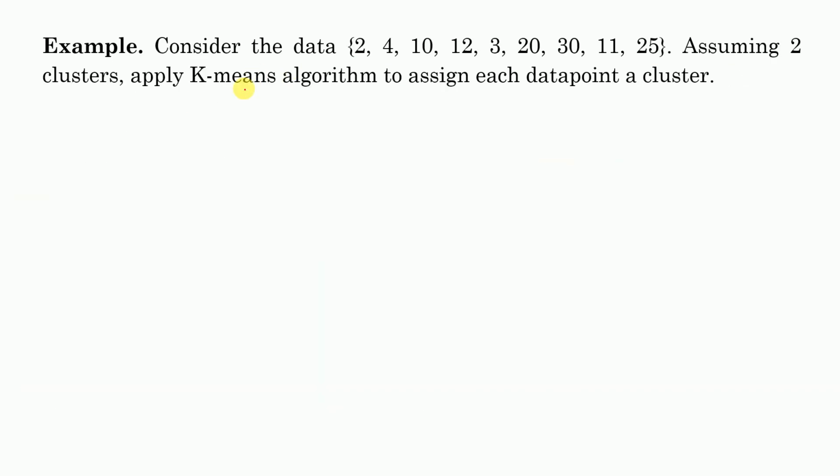Now I will take one example. Consider this one-dimensional data: 2, 4, 10, 12, 3, 20, 30, 11, 25. Now assuming two clusters, it means k equal to 2. Apply the k-means algorithm to assign each data point a cluster. Suppose initially I assume the first cluster center is m1 equal to 2, so this is cluster number 1, and for the second cluster the mean m2 is, for example, 4. So initially I have assigned centroids for the first and second clusters.